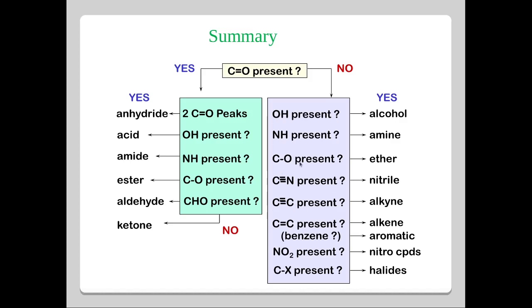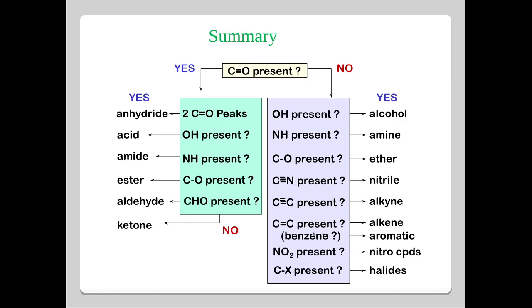If this is not present, look for C triple bond N, the CN at around 2200 centimeter inverse, a very sharp band. Then it could be a nitrile. And if that is absent, look for C triple bond C, a little bit lower frequency compared to C triple bond N. Then it could be an alkyne.